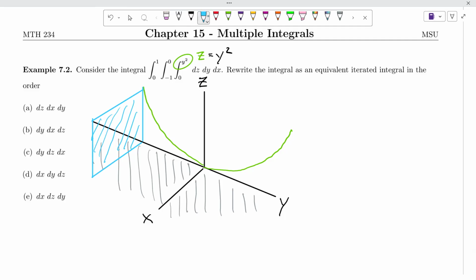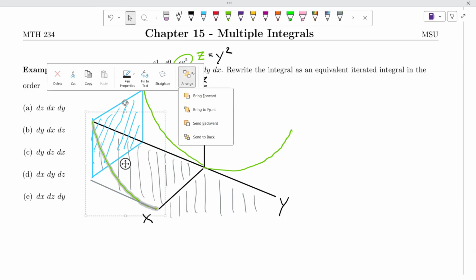Z equals Y squared is going to be a cylinder. It expands along the X axis. So I also get this sort of sloping shape on the edge of that plane, to create this shape altogether. Then let me arrange that. Bring it forward. Yeah.